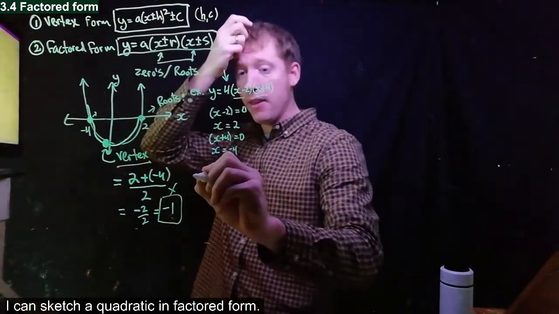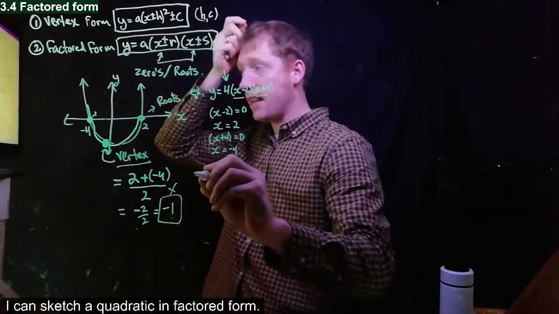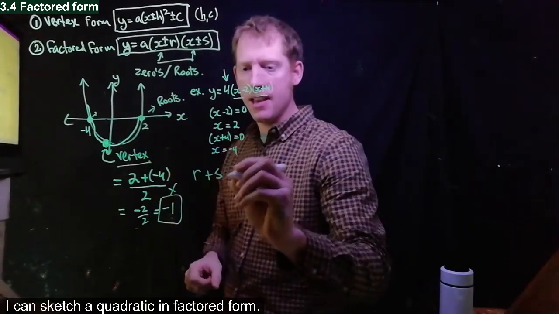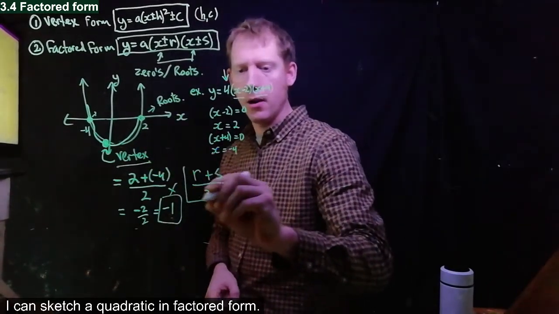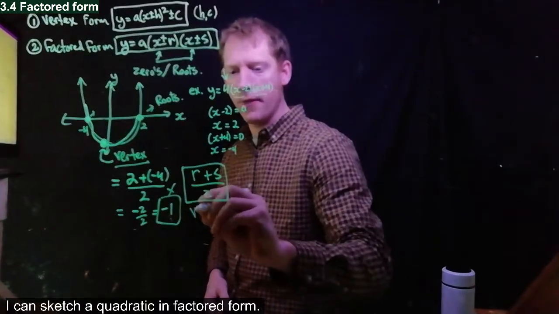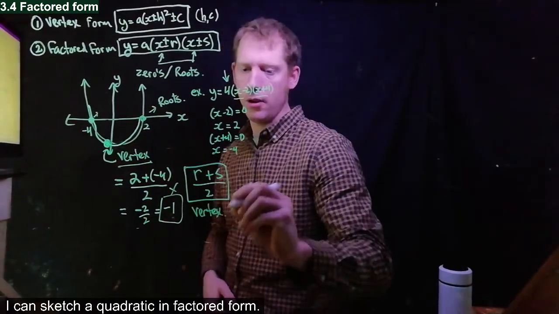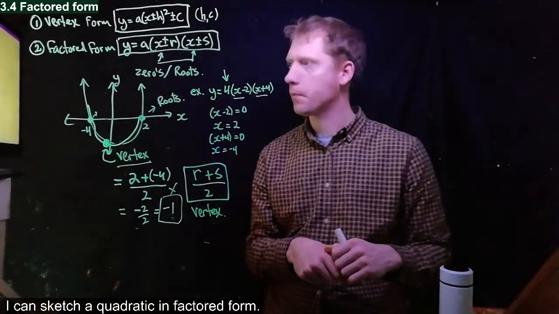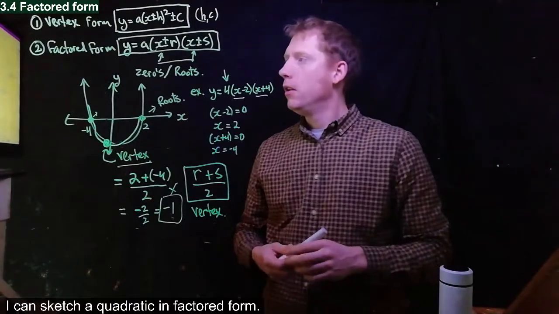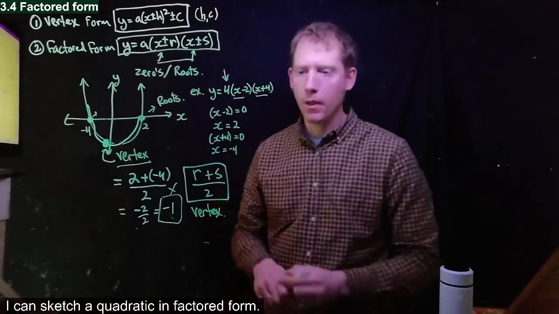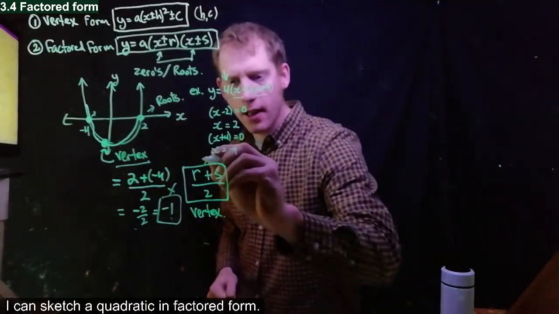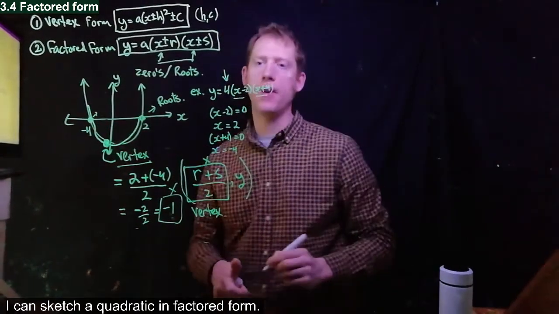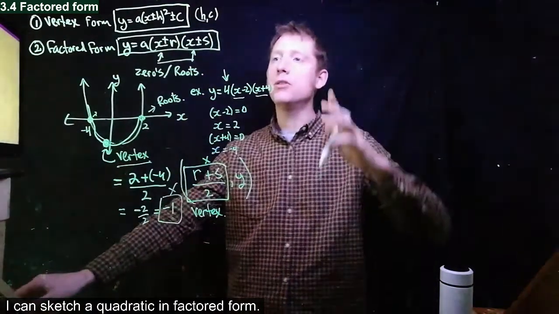Okay? So we can find the vertex. The equation for the vertex is just r plus s divided by 2. Put a box, and this is the vertex location. Okay? That will determine the x value of your vertex. Let's have a try. So this is the x value, and then you have to solve for the y value of that to find the vertex. Each are different.